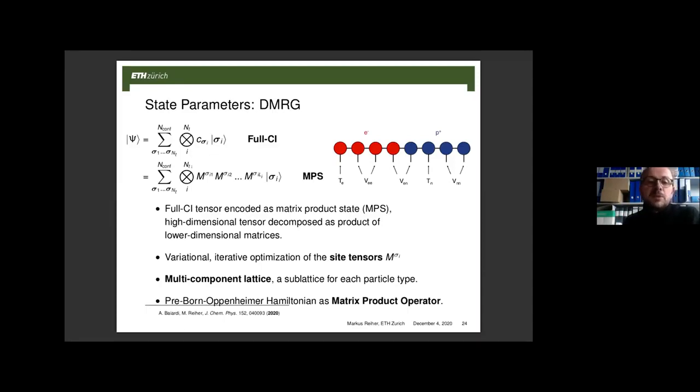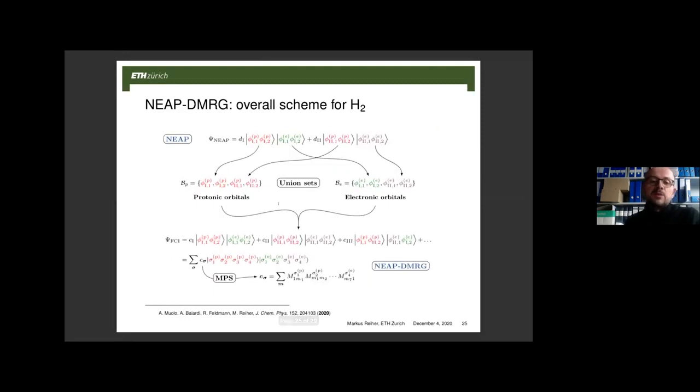And now the DMRG procedure itself optimizes these matrices M. And once you're done with the optimization, you know the CI coefficients. Just conceptually, so that you understand what's going on. So we have this nuclear electron all particle wave function on top, where we have basically many particle basis functions for the different sets of particles with coefficients in front of them. And those we optimize stochastically.